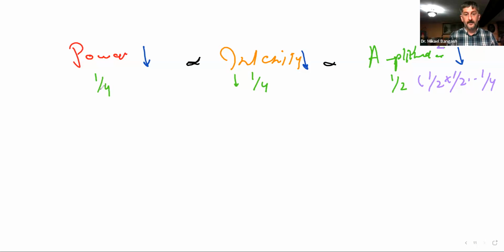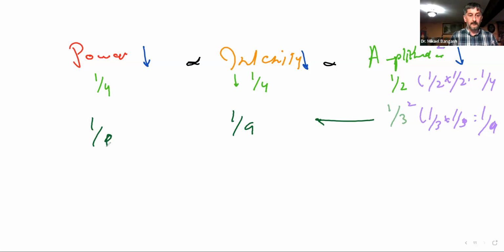You can go the other way and say, what if the intensity or amplitude reduces to 1/3? Now it's still going to be the square of 1/3, which means 1/3 multiplied by 1/3, which becomes 1/9. So in that case, you can then say that your power and intensity is reduced to 1/9.